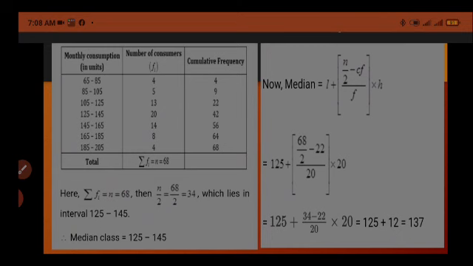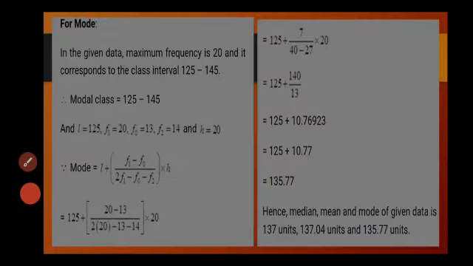So what is the lower limit of the median class? That is 125, and n by 2 we already know, 68 by 2, minus CF. For the CF we will see the cumulative frequency just before the median class, that is 22, divided by 20 and multiplied with H, that is also 20. So after calculating we are getting 137.